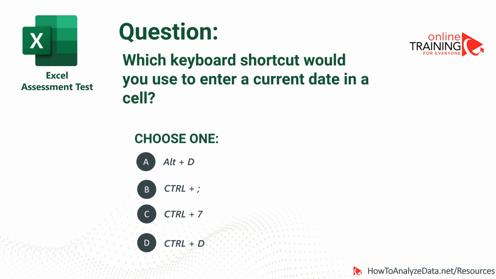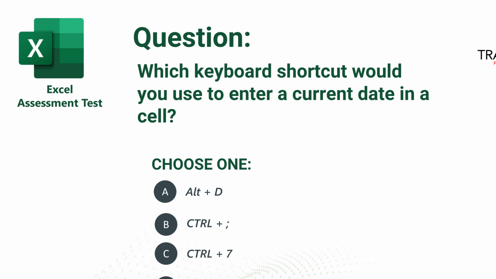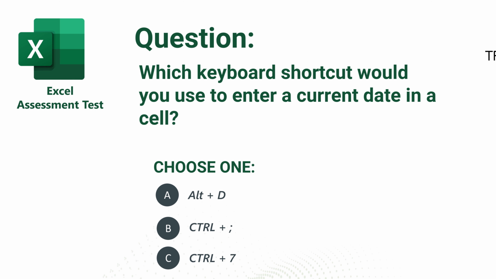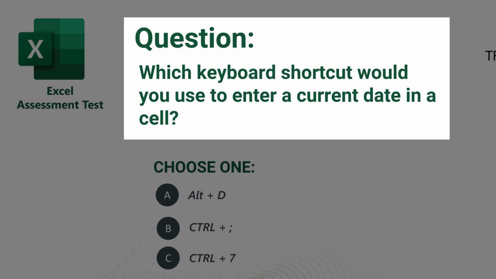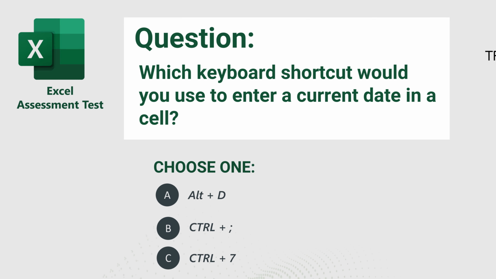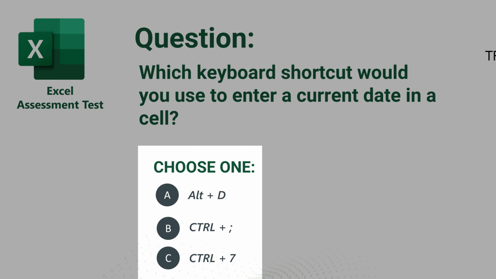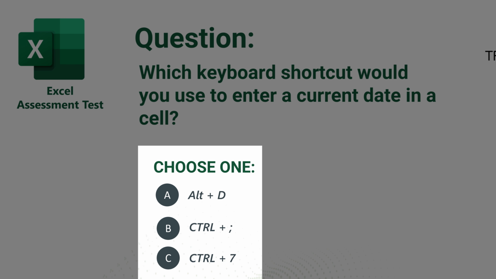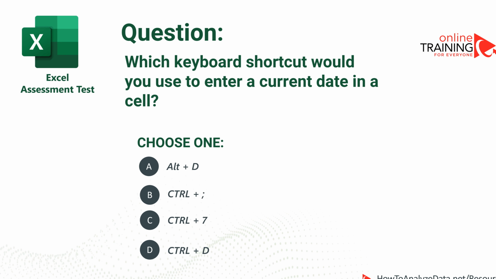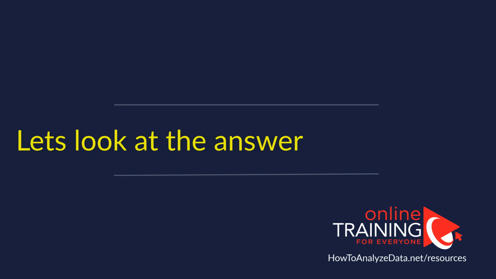Here is a tricky question to test your knowledge of Excel keyboard shortcuts, which is very frequently used as part of Excel assessment tests. Which keyboard shortcut would you use to enter the current date in a cell? And you have four choices: Alt plus D, Control plus semicolon, Control plus 7, and Control plus D. Which one would you choose? Which one do you think is the right answer?